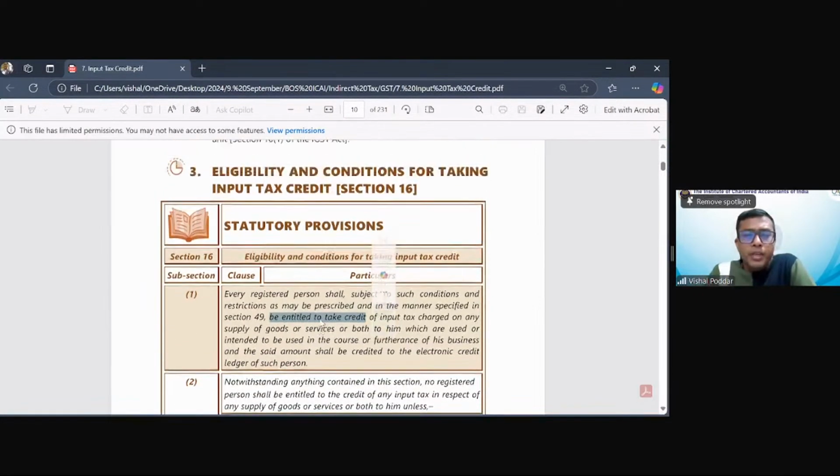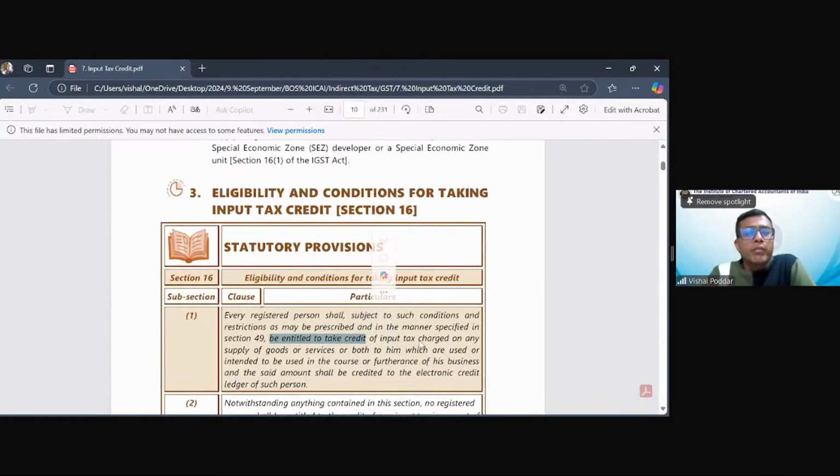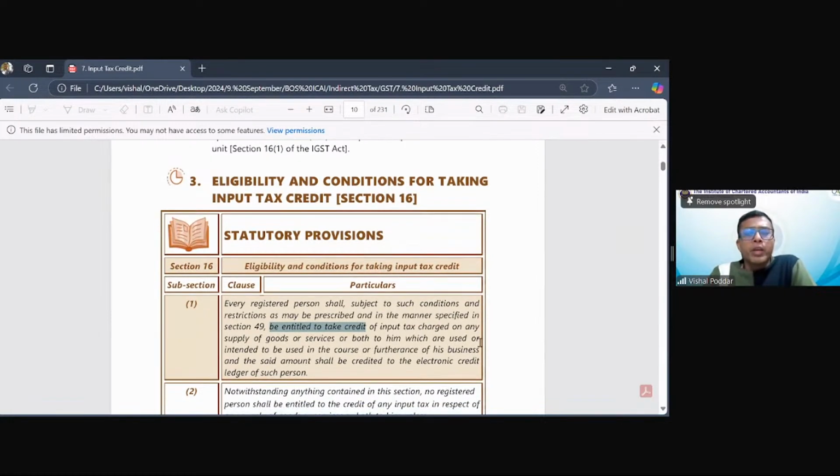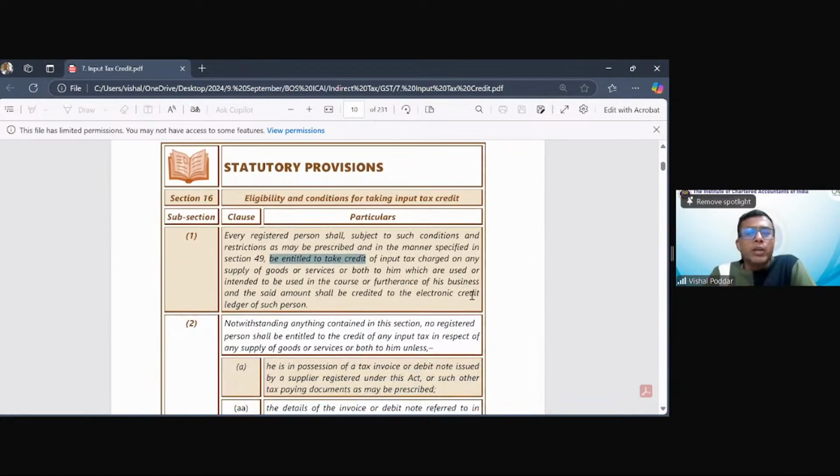Now, what it says, credit of what? You can take credit of the input tax. What are input taxes? Input taxes are all the GST taxes which you have paid on any of these three things: charge on any supply of goods, service, or both, which is made to him, which are used or intended to be used in the course of business, and the said amount shall be credited to the electronic credit ledger of that person.